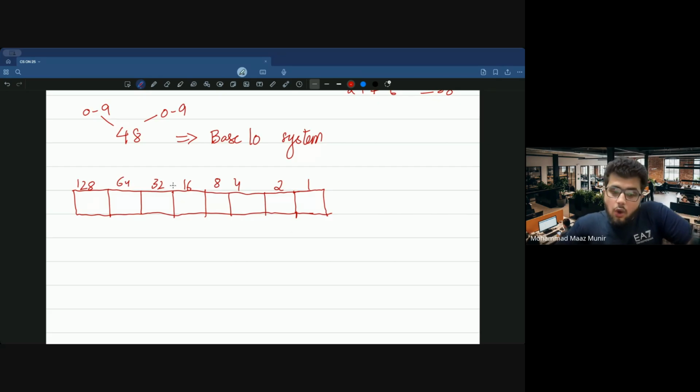Now we need to put 1 or a 0 in it. So 48, how am I going to be converting a base 10 number system into a base 2 binary number system? I will be putting ones only in those boxes where when I add up the value, it should be giving me a 48. What's the simplest way to do it? Let's start from the most left side. So steps, I will be mentioning the steps.